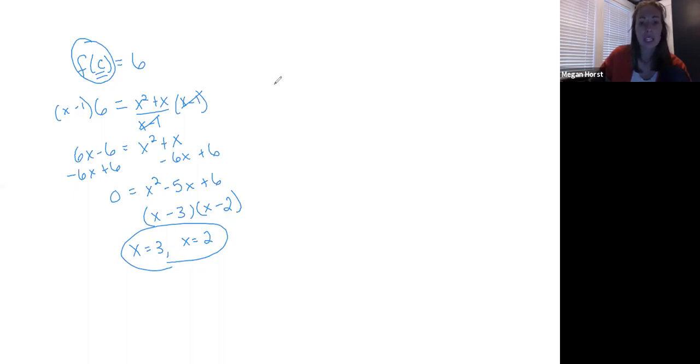And I need to take a look at what my original domain was. So my original domain was between 5/2 and 4. Well, 2 does not fall between 5/2 and 4. So although that may be true, it's not within my original domain. So my answer would be C equal to 3 because 3 falls between that.